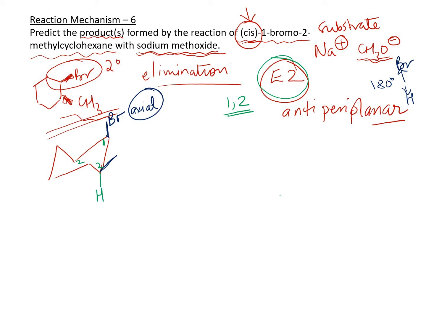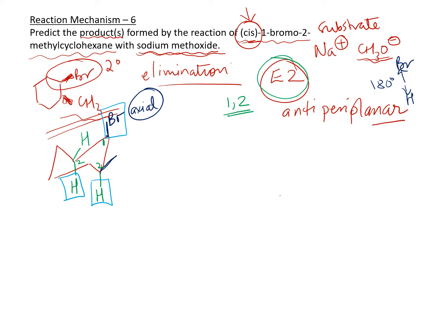Hydrogen is going down over here, and then hydrogen here, since bromine is going up on carbon number 1, so carbon number 2 is going down, and there's also a hydrogen going up. Okay, now let's talk about the anti-periplanar aspect of this. The hydrogen here and the bromine here are going completely in opposite directions, so that's anti-periplanar. What else is anti-periplanar is this hydrogen.